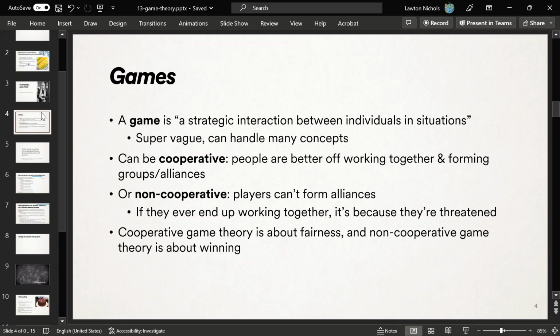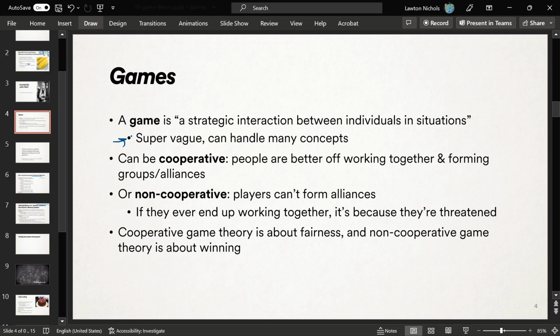So game theory is so generic, so general. So I should define what it means to be a game in game theory, because it's not like a board game or something, or a video game. It's just a general thing. So a game in game theory is defined to be a strategic interaction between individuals in situations. That could be anything, right? That could be me driving to work or something. I'm interacting with other cars. So anything could be a game.